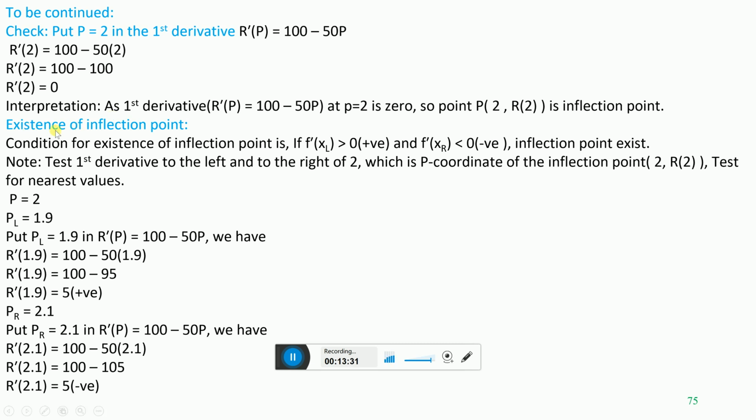Now, that was the location; for existence of the inflection point we will check practically whether this is an inflection point, whether the graph changes its slope at this point or not. So how will we check? Using a condition: we will check the first derivative to the left of 2, and then we will check the first derivative to the right of 2. Near values we will consider.